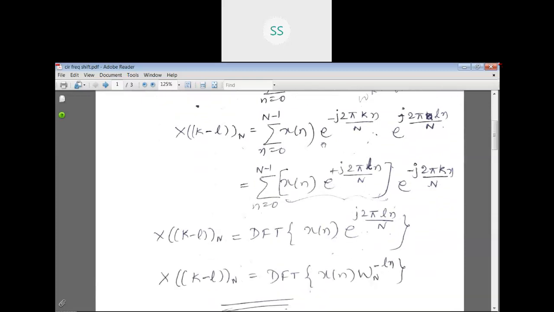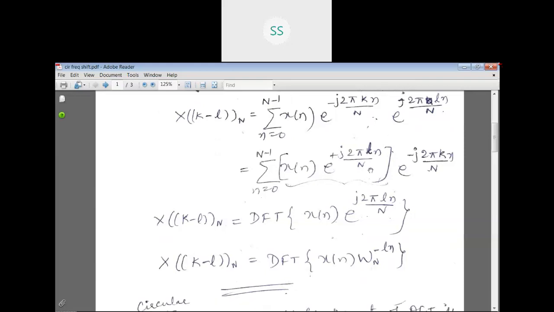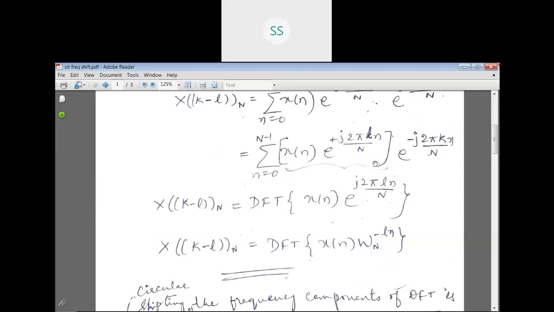Then I'll group the two terms so that I can visualize this particular summation as a DFT equation. Which terms should be grouped here? I cannot put L outside, because this is a new sequence for me. Therefore, I will take e power j 2 pi ln by N along with the x of n, and I'll consider this as one sequence. This will be multiplied by e power minus j 2 pi kn by N. So now, when I see this complete equation, it is again a DFT equation only, but the DFT of not x of n, but the DFT of x of n into the e power j 2 pi ln by N term.